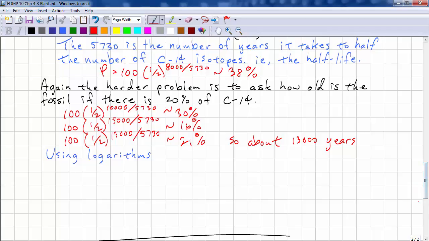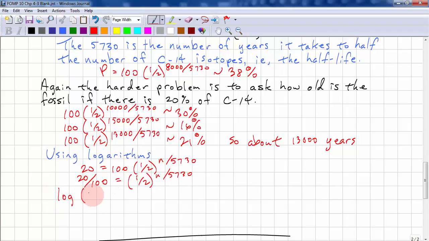Now again, you're not required to use logarithms, but if you want to try, this is how you do it. 20% equals 100% times 1/2 raised to the power of n divided by 5730. We want to isolate the power, so we divide both sides by 100. We get 20 over 100 equals 1/2 raised to the power of n divided by 5730. The exponent needs to come out front when we're doing the log, so we have log 20 over 100, which reduces to 1 over 5.